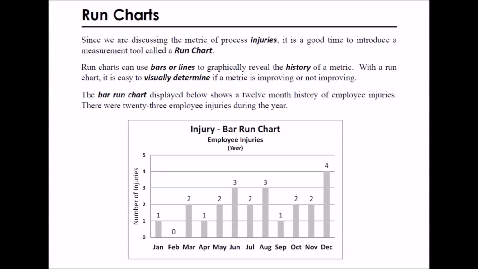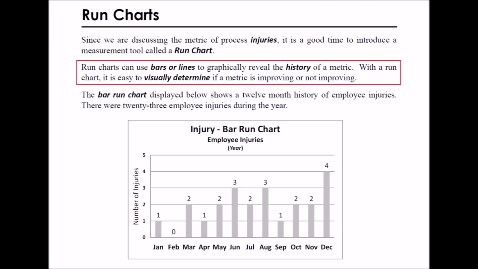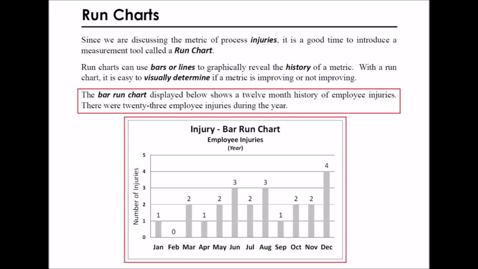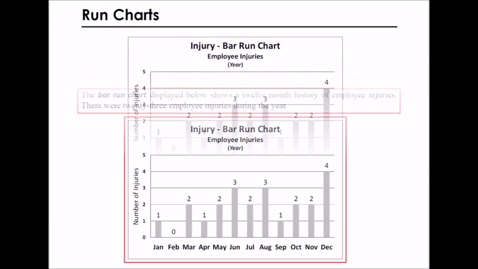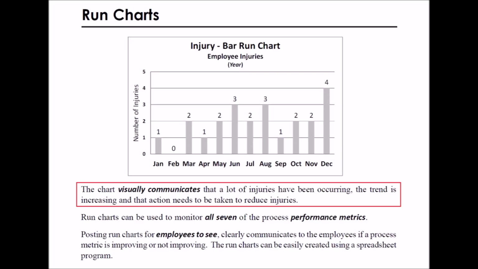Next, you will discuss the Run Chart tool with the operators. Run charts can use bars or lines to graphically reveal the history of a measurement. With a run chart, it is easy to visually determine if a measurement is improving or not improving. The bar run chart displayed here shows a 12-month history of employee injuries. There were 23 employee injuries during the year. The chart visually communicates that a lot of injuries have been occurring, the trend is increasing, and that action needs to be taken to reduce injuries.